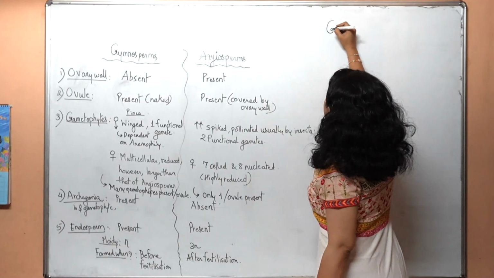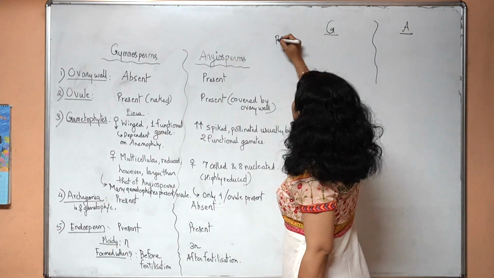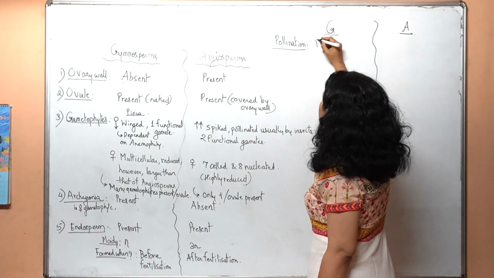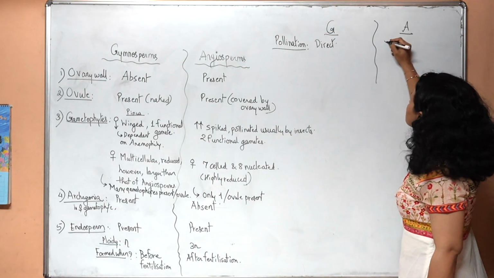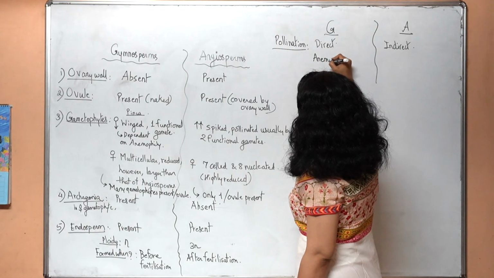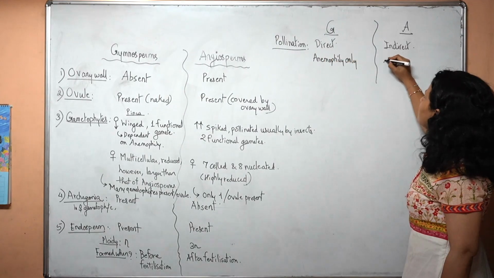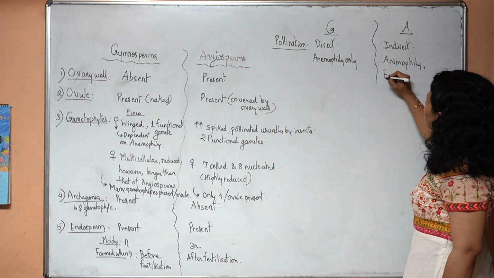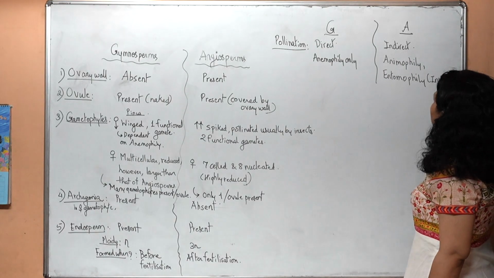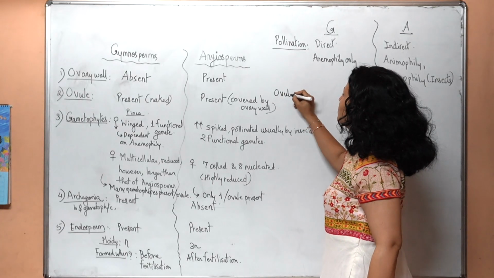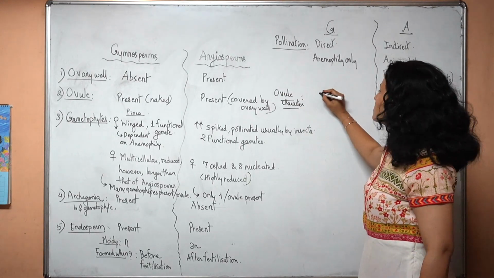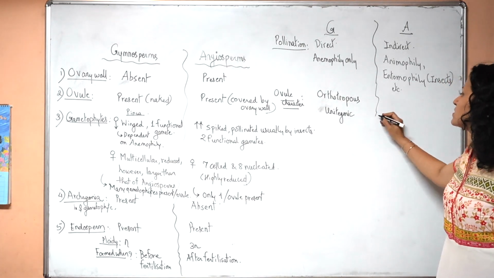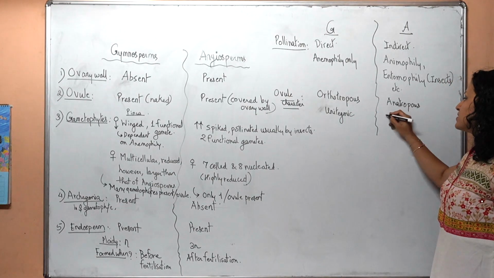Last point I'll write between gymnosperms and angiosperms. Pollination. How is the pollination? In case of gymnosperms, pollination is direct. In case of angiosperms, it is indirect. Anemophily only in gymnosperms. In angiosperms, there is anemophily along with entomophily, which is pollination by insects. Ovule character: the ovule is orthotropous and unitegmic. In case of angiosperms, it is anatropous and bitegmic.